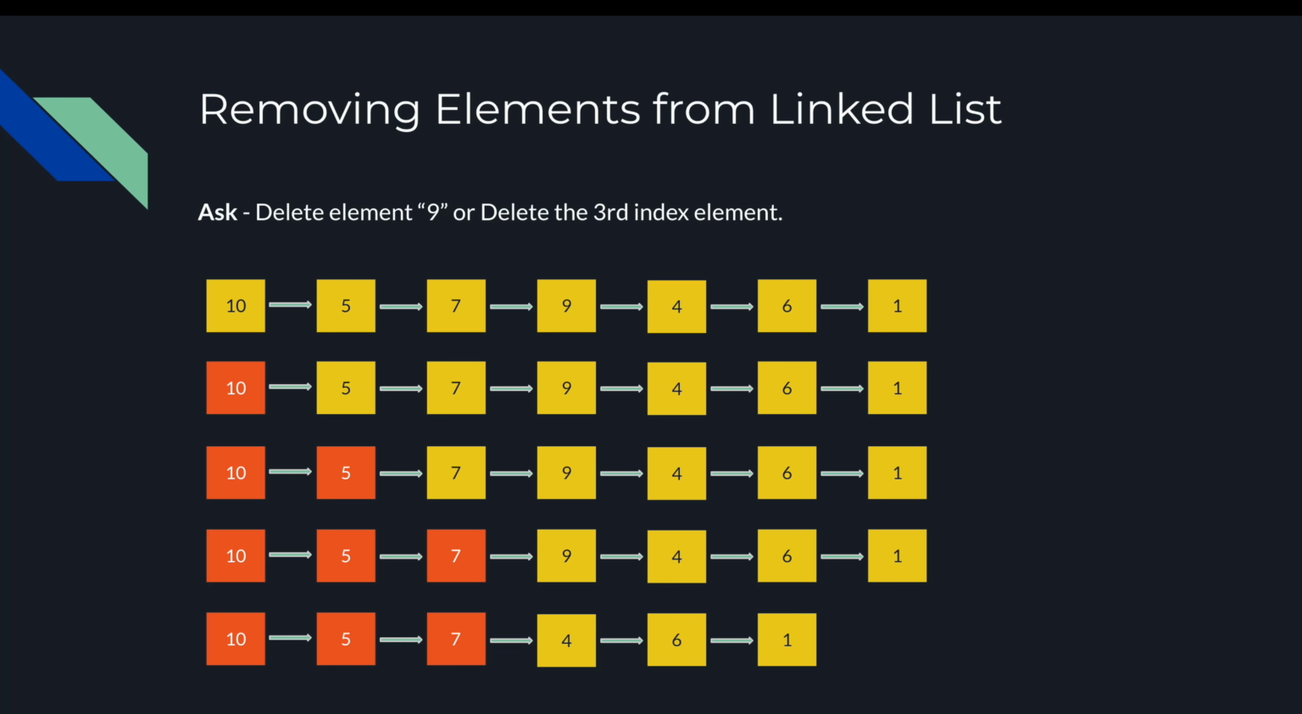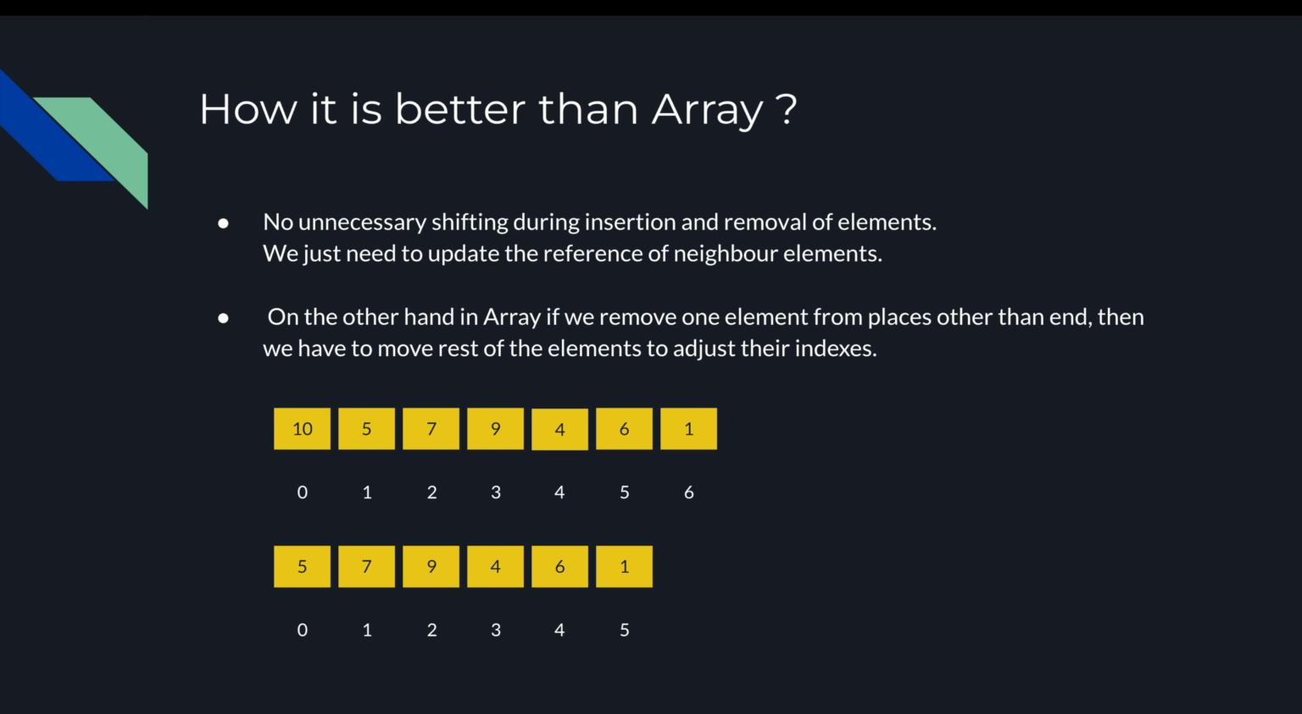Whereas in array you have to shift all the elements by one index in order to maintain the index numbers for each element. Alright, so those were some common operations that we will be performing on our linked list. Though we have already discussed how linked list is better than array in our previous discussion, let's see it one more time. As we all know, in linked list there is no unnecessary shifting during insertion and removal of elements. We just need to update the reference of neighbor elements, and that's all. No unnecessary operations, and we will have good time complexity. On the other hand, in array, if we remove one element, then we have to rearrange the rest of the elements to maintain their index numbers.